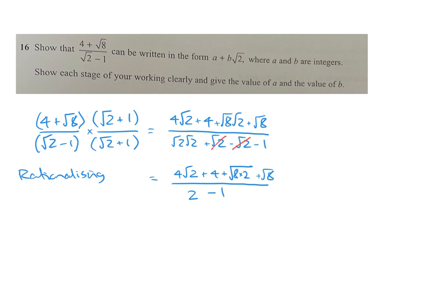So here now you can see that the denominator will just become 1. 2 take away 1 is 1, so I don't need to put it as a fraction. I will put it as a fraction for now, but I don't need to. 2 take away 1 is 1, so that just means my fraction is now gone. And what have I got here? I've got 4 root 2 plus 4 plus the root of 8 times 2 is 16 plus root 8.